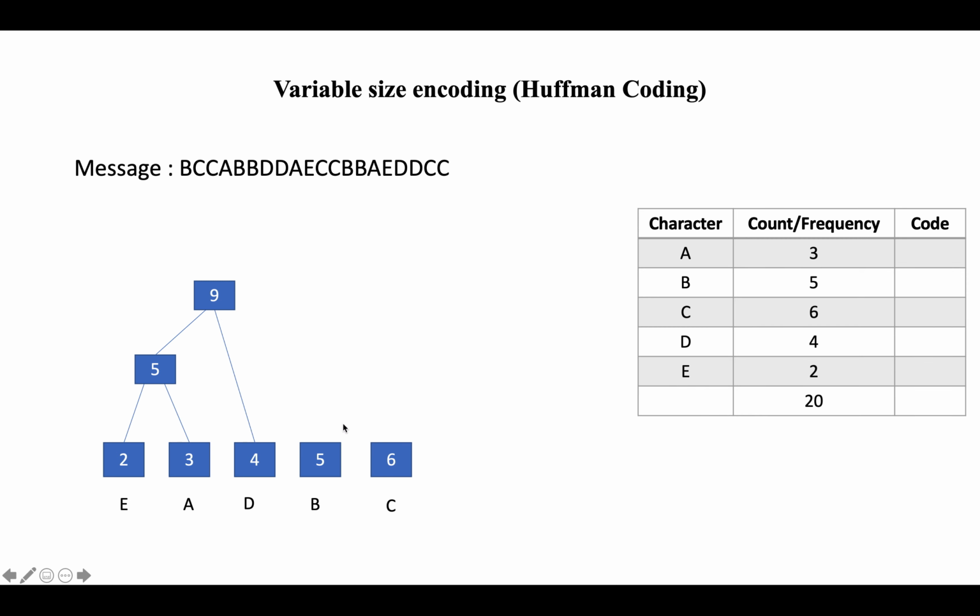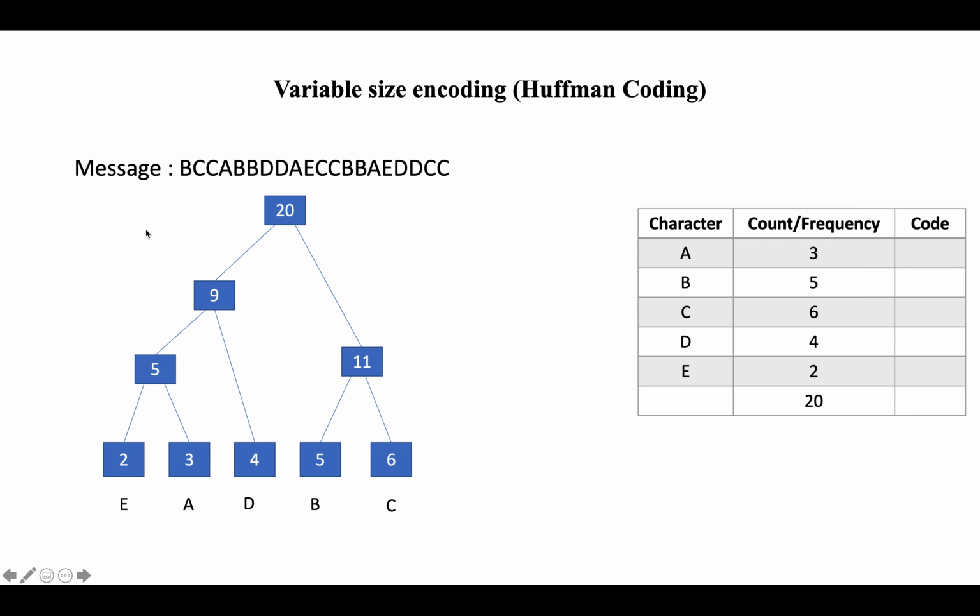Now out of 9, 5 and 6, the two smallest numbers are 5 and 6, so we'll merge them. Now we got 9 and 11. Now we'll merge them to form a root. So this is called the optimal merge tree. Now using this tree, we can generate our code.